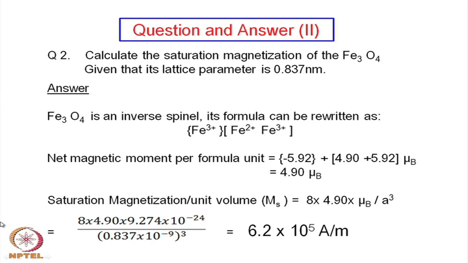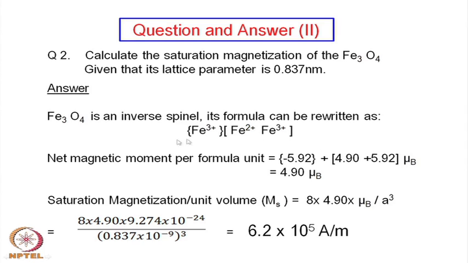There is one more question here. Calculate the saturation magnetization of Fe3O4 given that the lattice parameter is 0.837 nanometers or 8.37 angstroms. So, Fe3O4 is a spinel type ferrite in which you have both Fe2+ and Fe3+. Fe3O4 is an inverse spinel, its formula can be written with Fe3+ outside, which is tetrahedral, and that is octahedral here.